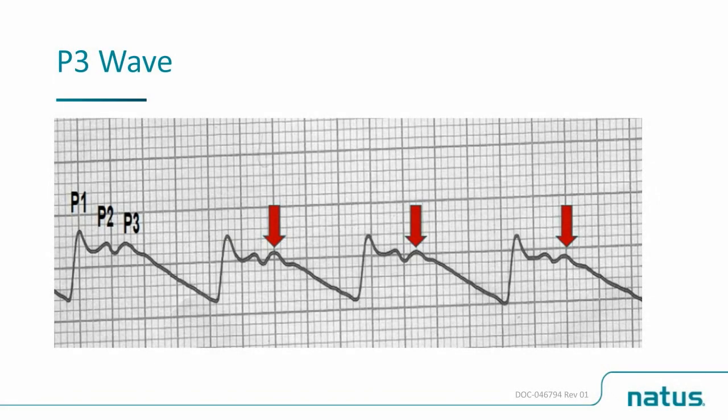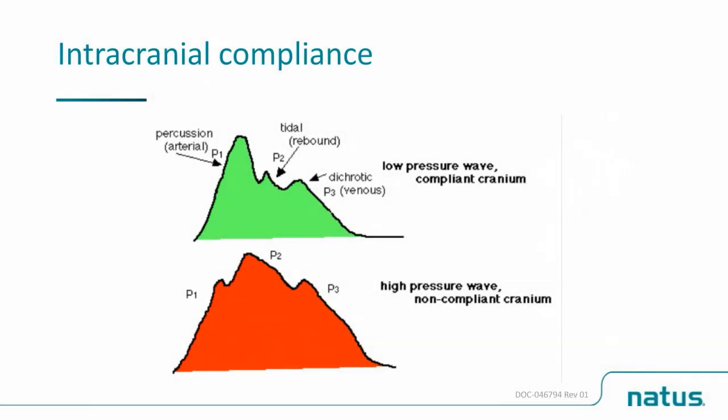And your P3 is your dicrotic wave and indicates the reflective pressure when your aortic valve closes. Its amplitude is dependent on the volume of CSF circulating. In these drawings, the top figure is a very compliant cranium, or a box with a lot of space in it. The P2 is well below the level of the P1.